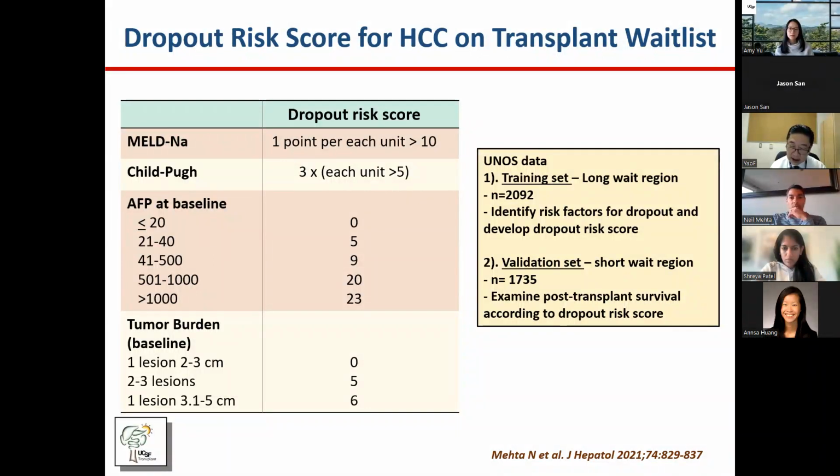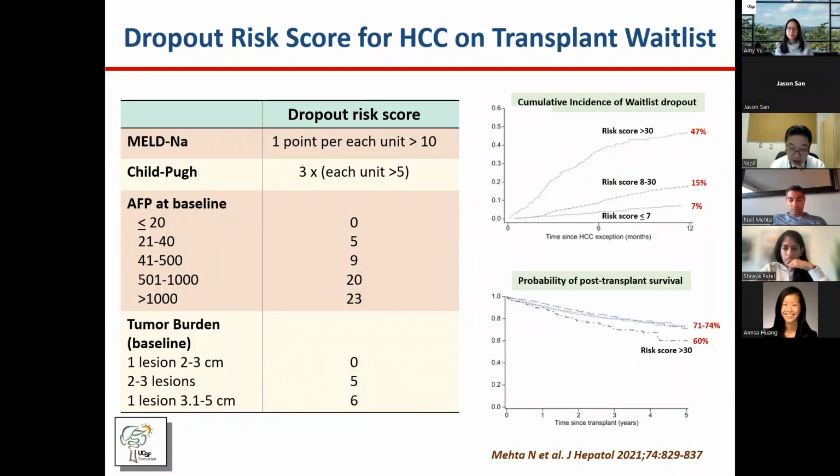And then, the thinking is that we don't want to give those patients high priority if they turn out to do poorly after transplant. So we also examined post-transplant survival in the short wait time regions according to the different categories of dropout risk score. And we found that those at highest risk for dropout also had reduced post-transplant survival. The cutoff here is a risk score of over 30, primarily in patients with high AFP and maybe those with multifocal disease and high MELD score.